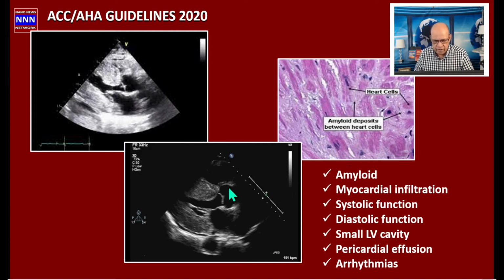Cardiac amyloidosis is characterized by infiltration of these protein fibers, amyloid deposits, between the myocardial cells, thus increasing the size of the myocardium, but at the same time decreasing the systolic function of the heart and making the heart stiff. As a result, there is a diastolic dysfunction. Along with that, we have a small left ventricular cavity. Some patients may have associated pericardial effusion, and they are prone to cardiac arrhythmias and conduction disturbances.